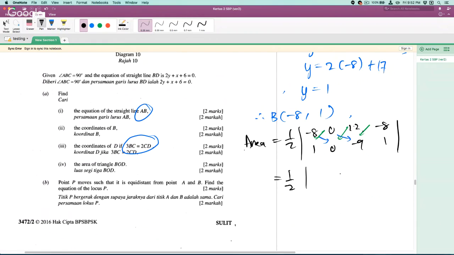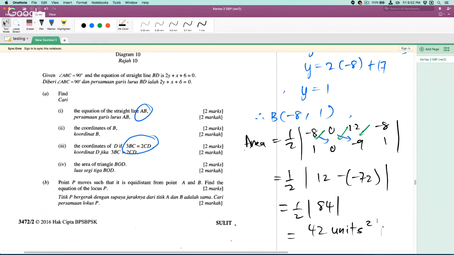So 8 multiplied by 0 is 0. This is 0. 12 multiplied by 1 is 12. All right, and then minus -8 multiplied by -9, -72. This one is 0. This one is 0. So yeah, we just need to simplify this one. This is plus, so it can be 84. So therefore, my area is 42 units square. Okay, so far so good. Can you understand or not?